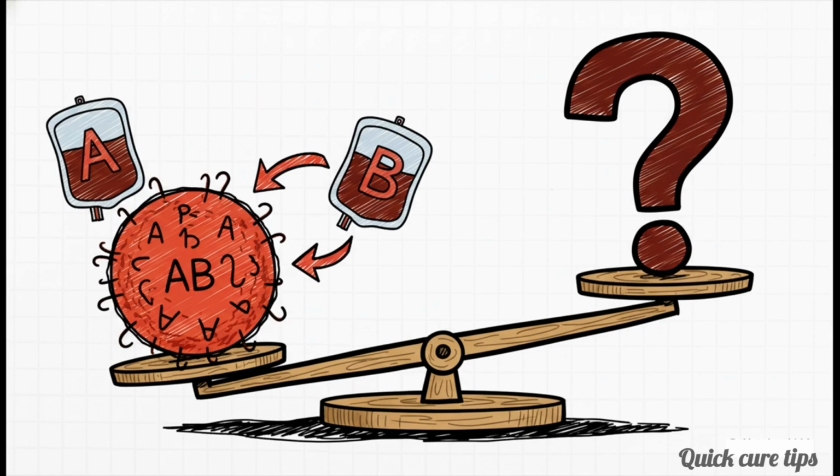And then we have the rarest of the main types, AB. You've got both the A and the B antigens. Now, this makes you the universal recipient for blood transfusions, which is awesome. But inside your own body, there's a really strange and serious trade-off happening.